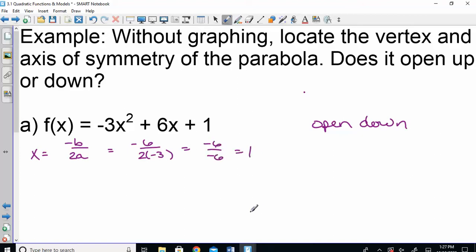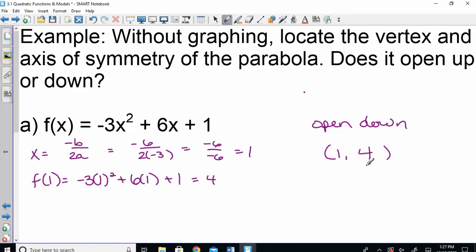So that's 1. I am really going to harp a lot on proper notation. So the vertex is an ordered pair. All you found is the x. How do I get the y? Plug it in. So if we put in a 1, we get negative 3 plus 6 plus 1, which is 4. So our vertex is 1, 4.